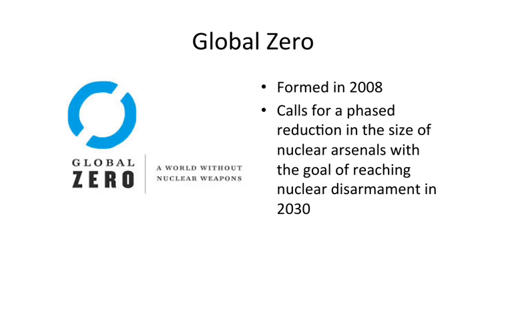Another idea is this one, Global Zero, formed in 2008, and their whole idea is to phase the reduction of nuclear arsenals, to step down in steps, with the ultimate goal of reaching nuclear disarmament in the year 2030. I'll leave it to you to follow up. They've got a pretty good website, and I guess the question for you is, do you think this is feasible? Do you think this is possible to achieve by 2030?